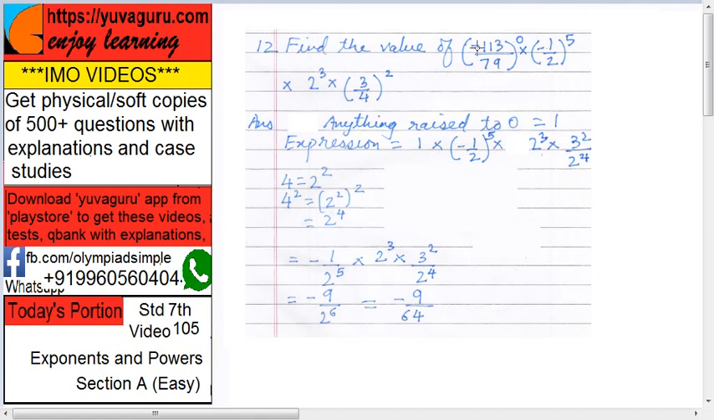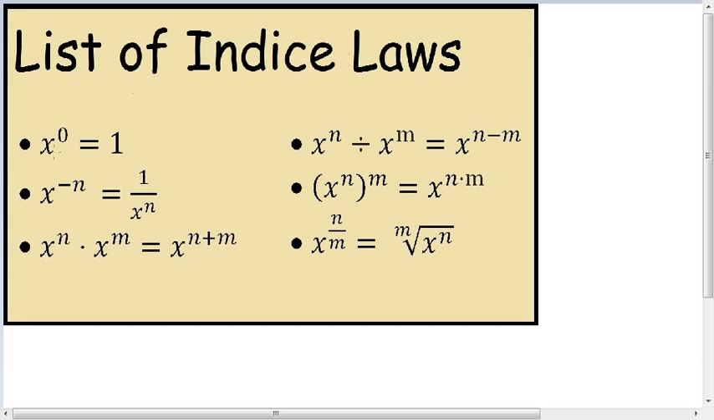Find the value of (−1/2)^5 × 2^3 × (3/4)^2, with the whole first factor raised to 0. While solving this, remember one important law of indices: anything raised to 0 is 1. So x raised to 0 equals 1 always.